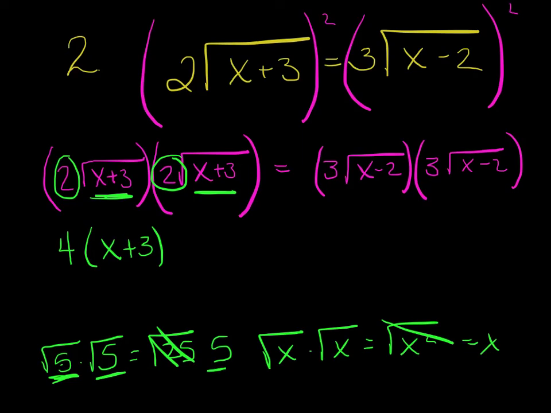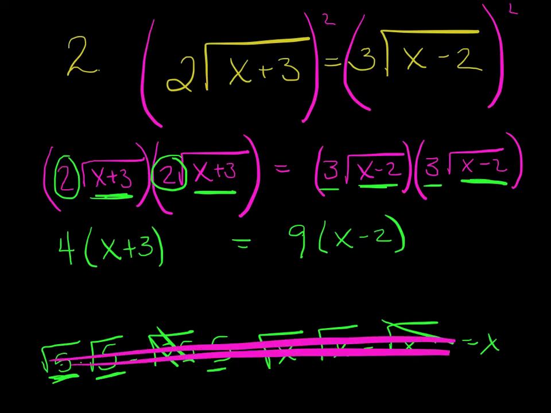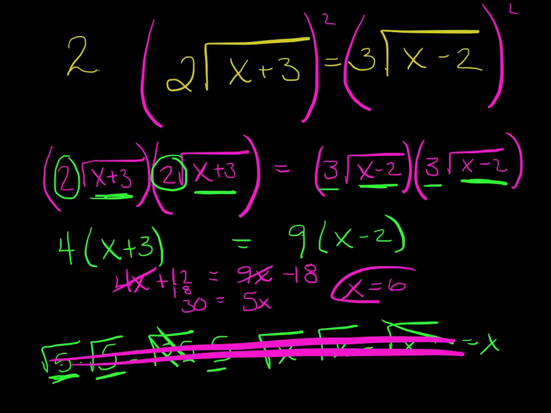Alright, so those cancel. Outsides, I'm going to get 9. Any radical times itself is just that junk, so quantity x minus 2. I'm going to clean her up. Let me get rid of this for you. So that's 4x plus 12 equals 9x minus 18. I'm going to subtract my 4x over, so that gets me 5x. Add my 18. If I add 18, that's going to get me 30. Therefore, divide by my 5, and you should get x equals 6.